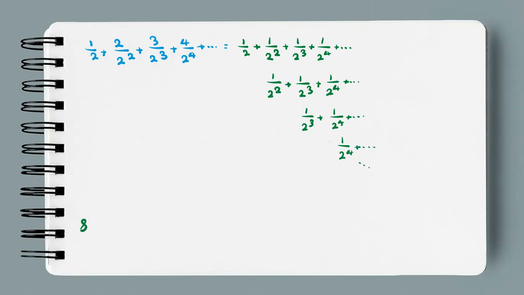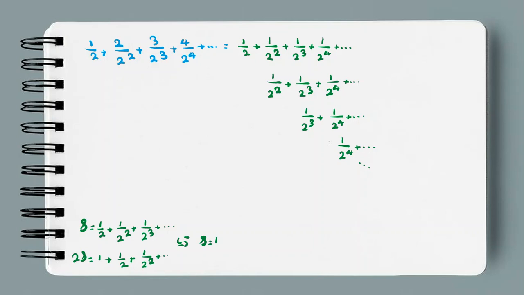And we know, if you consider, for example, s equal to 1 over 2 plus 1 over 2 squared plus 1 over 2 cubed, and so on, if I multiply s by 2, it will be 1 plus 1 over 2 plus 1 over 2 squared, and so on. And if I subtract these two, s equals 1.